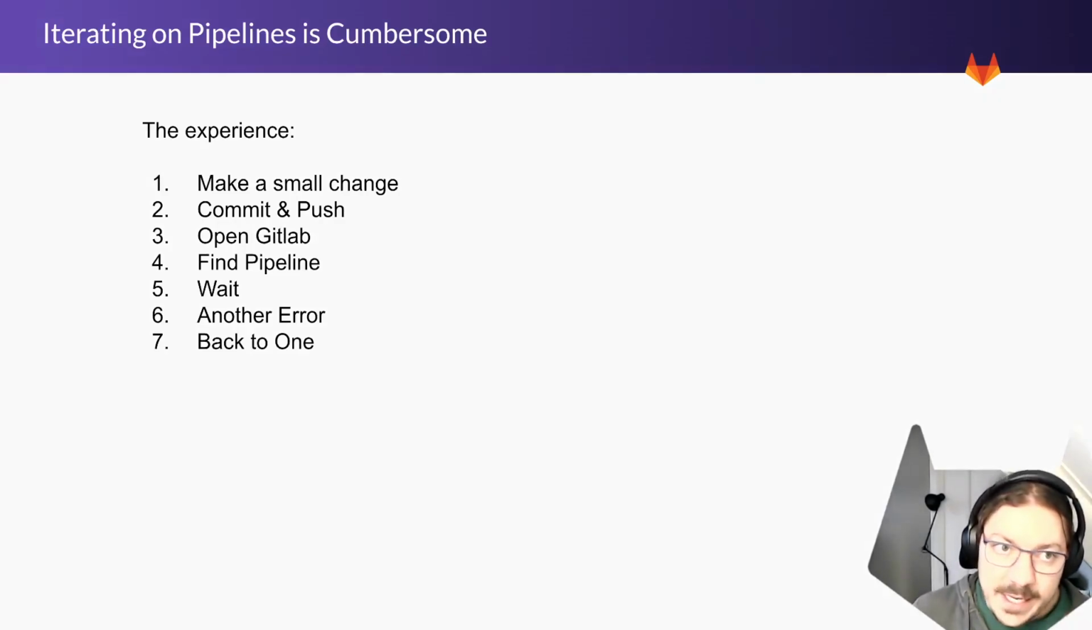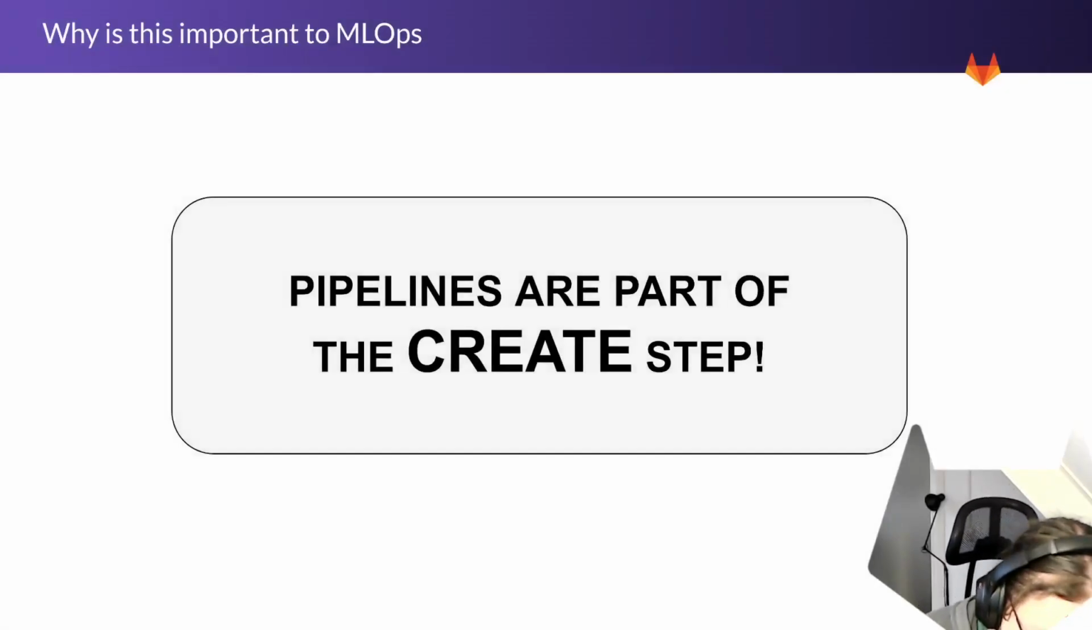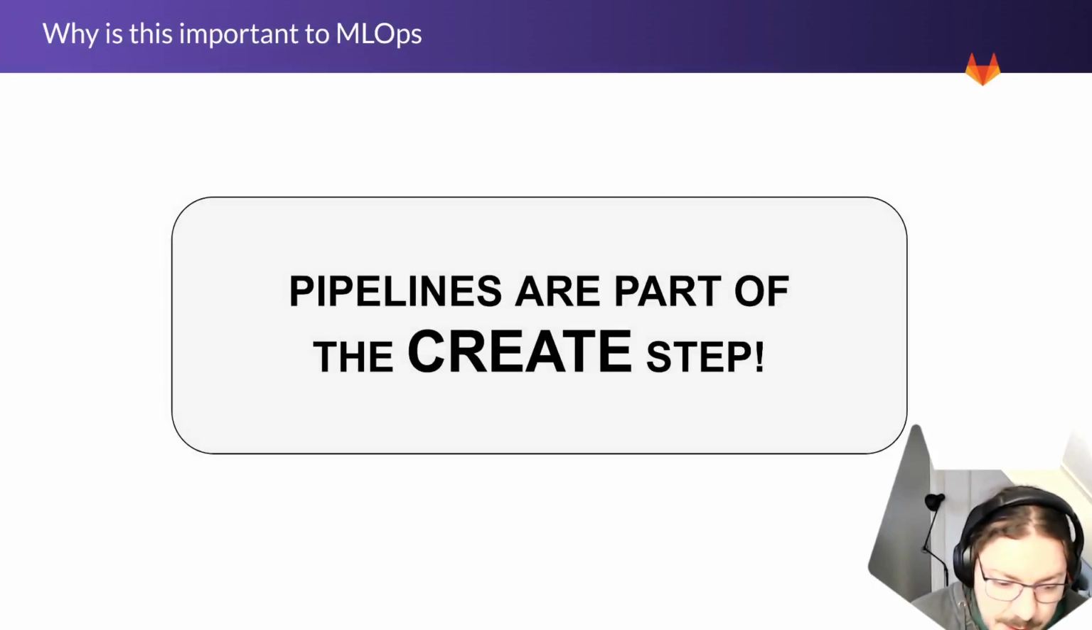So why is this important to MLOps? It is important to every DevOps engineer, everybody working with CI/CD, but there is a GitLab use case for pipelines that goes beyond CI/CD. Within MLOps, pipelines are part of the create stage. So when you think about creating a machine learning model, you can think about training the model the same way as you think about compiling an app or a software.